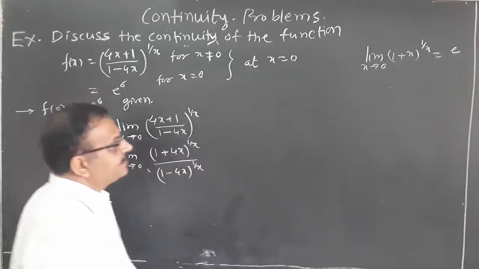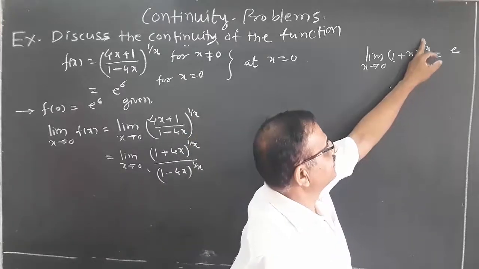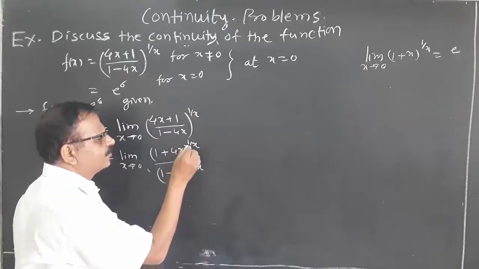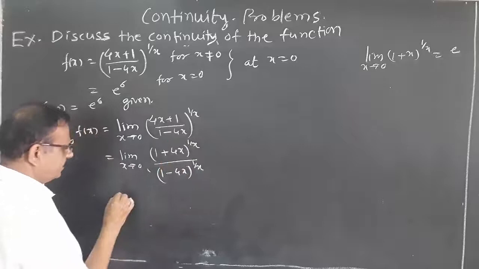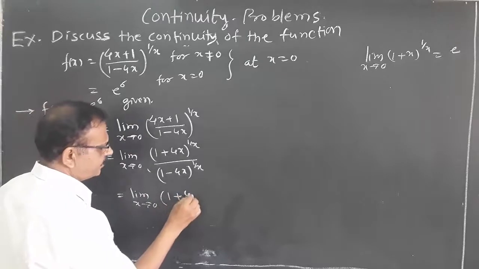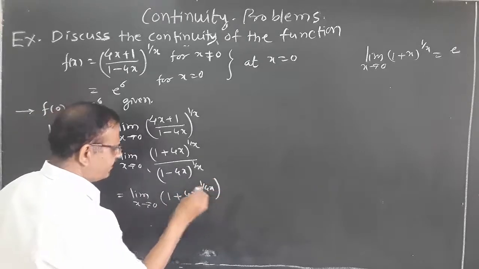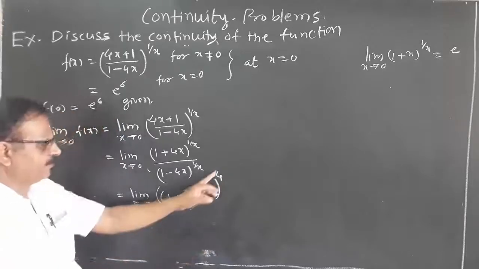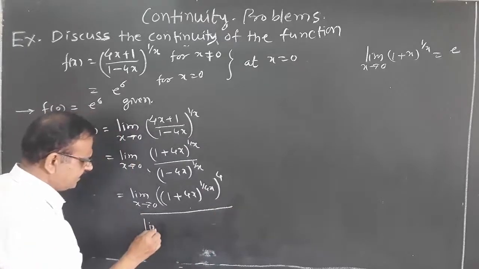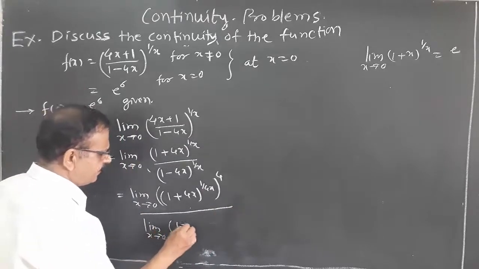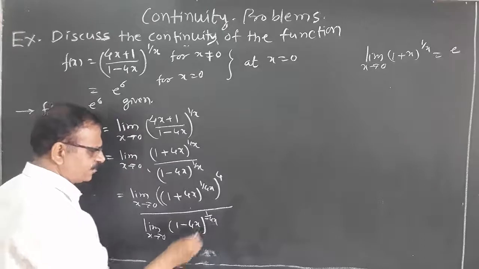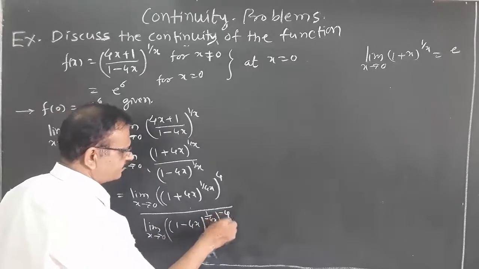raised to 1 by x divided by 1 minus 4x raised to 1 by x. Now, in this formula, as there is an x and there is a reciprocal of x in the index, we need the reciprocal of this 4x. Therefore, we need here 4. Therefore, limit x tends to 0 of 1 plus 4x raised to 1 by 4x, that raised to 4, we shall write this 4 and 4 get cancelled, and 1 by x is there, divided by limit x tends to 0, 1 minus 4x, 1 minus 1 by minus 4x raised to minus 4.